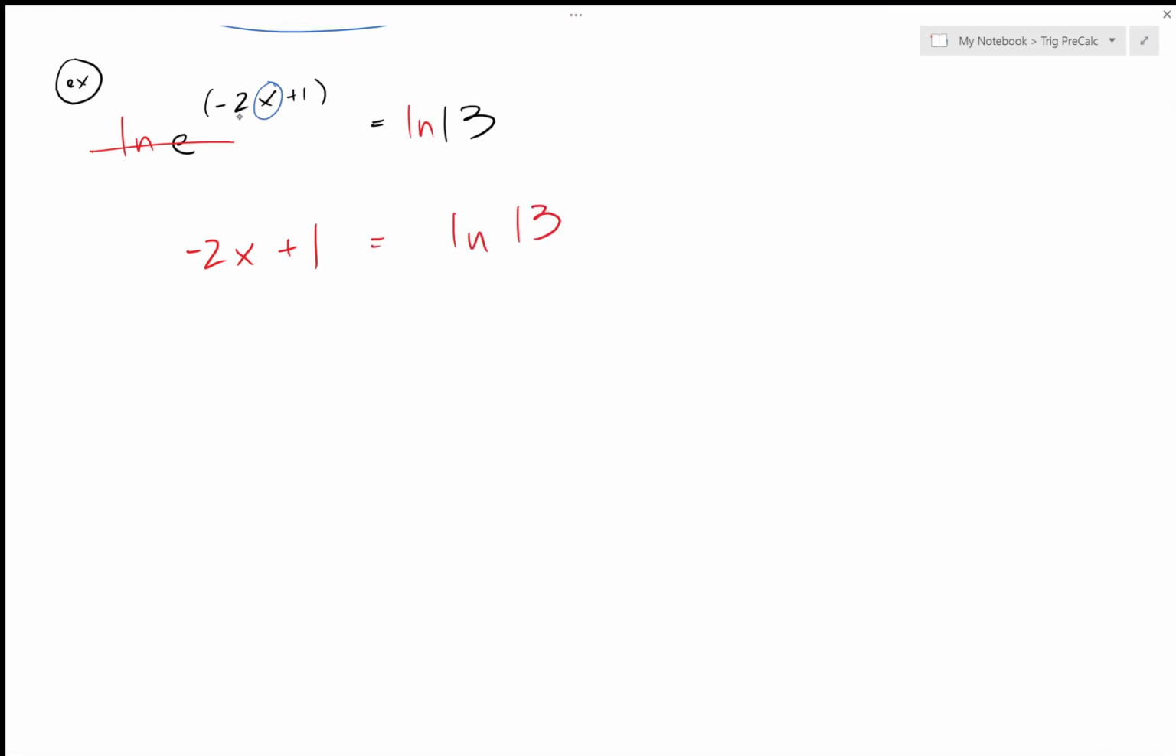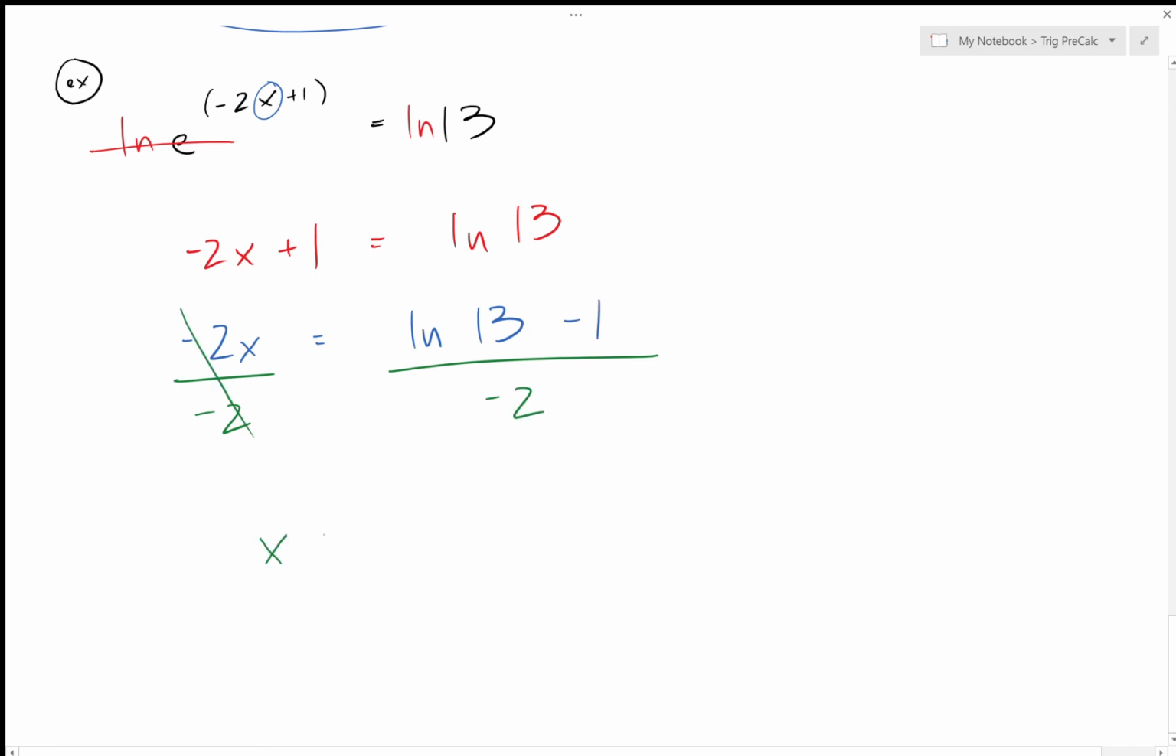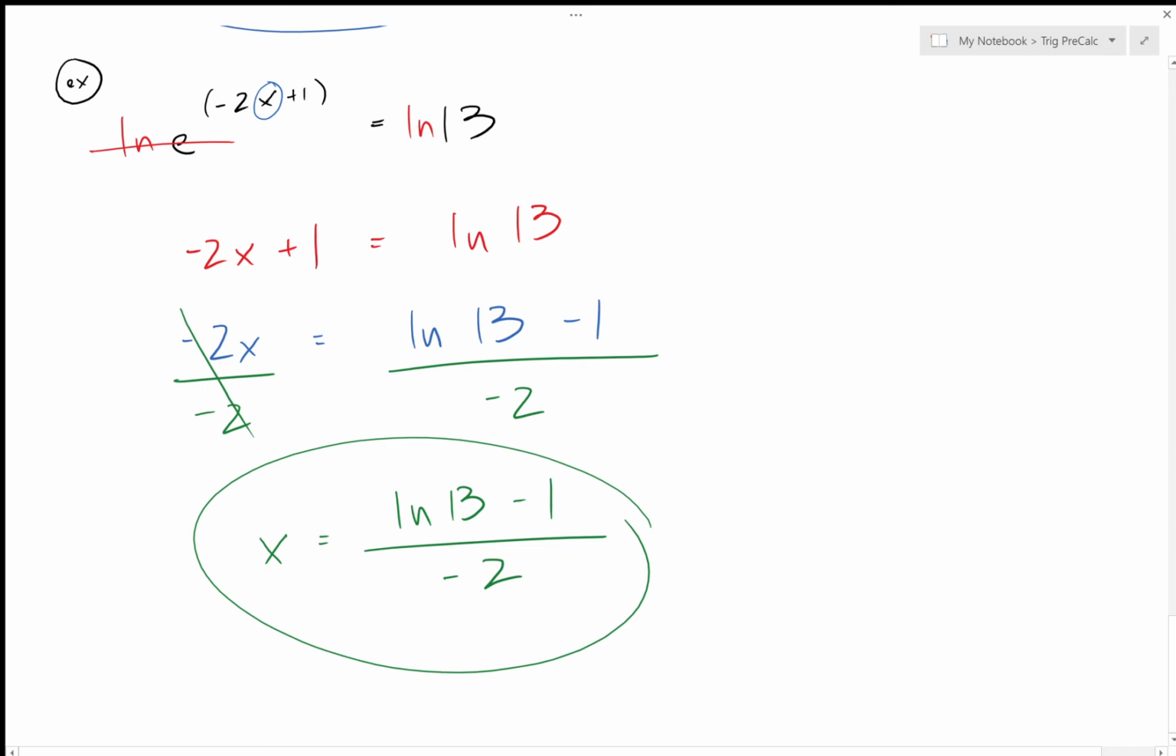We're going to go the non-decimal route this time. So let's just go ahead and move numbers over. So negative 2x, and then subtract the 1. So we have ln of 13 minus 1. And still, you can put this stuff in your calculator. And finally, dividing both sides by negative 2. What I do to one side, I do the whole other side. So x equals ln of 13 minus 1 over negative 2. x is by itself. Good to go.